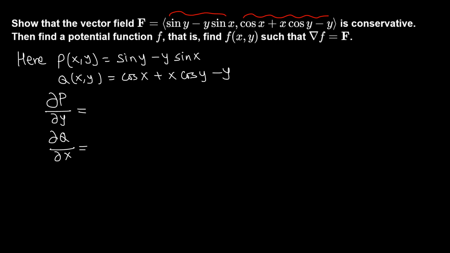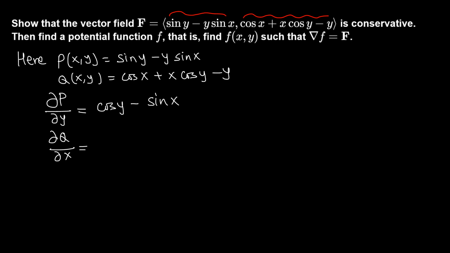Now the partial derivative of P with respect to y: the derivative of sine y is cosine y, minus sine x, which behaves like a constant with respect to y, and the derivative of y is 1, so just sine x.